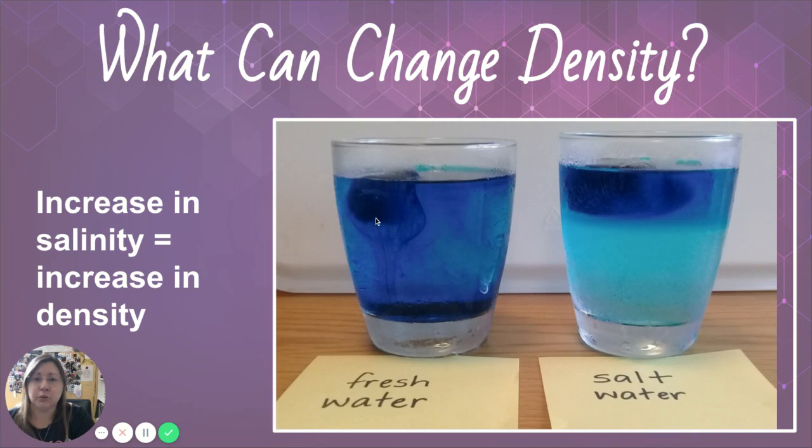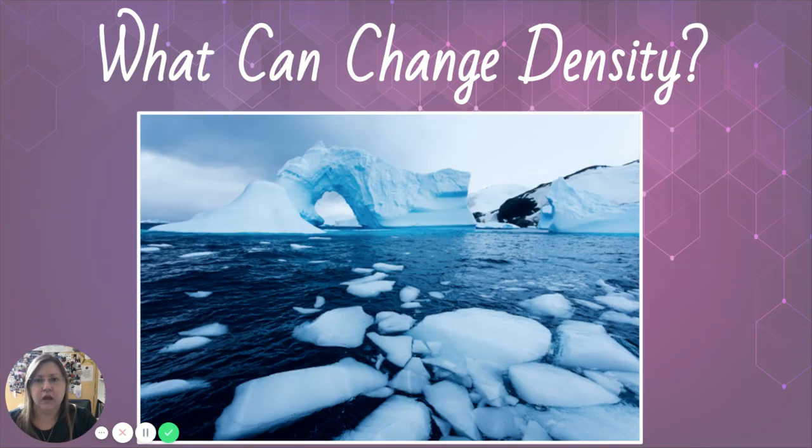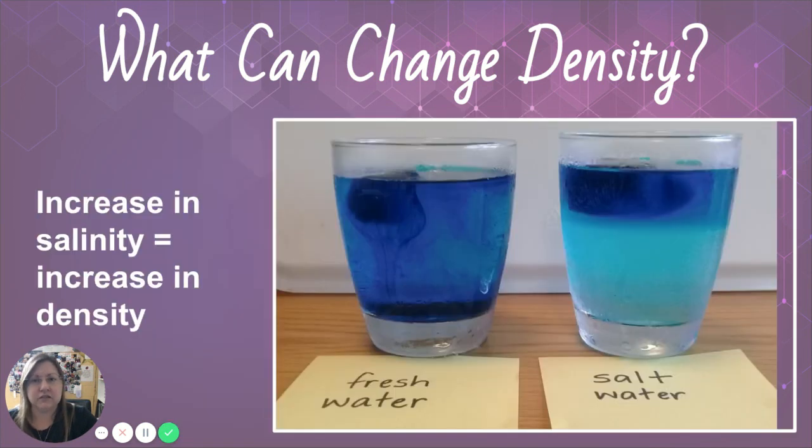Whereas the fresh water, which had similar density to the ice cube, as the ice cube was beginning to melt, it all just kind of started mixing together. So an example of that is looking at our polar ice caps and global warming. So if we go back to this slide, we know that an increase in salinity is going to cause an increase in density.